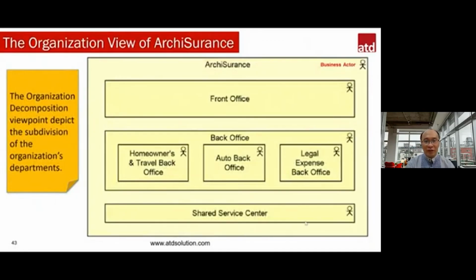So this is an example of the organization view of ArchiSurance. There will be a front office shared across the different product groups. Then there are departments: homeowner and travel back office, auto back office, and legal expense back office. So there will be back offices, three departments supporting the front office, and they are supported by the shared service center, in the case of the help desk and so on. So this is a very interesting concept for defining the organization structure.